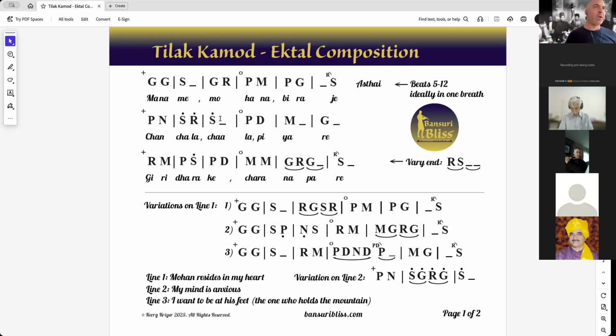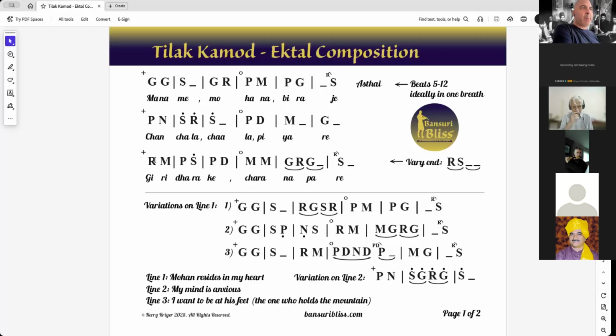Final line. You tell me, what's the ornamental note on the re? What's the most likely ornamental note on the re? Sa. Why? The higher one for the re is sa. I don't know what that means. Sa is below re, so why is sa higher?